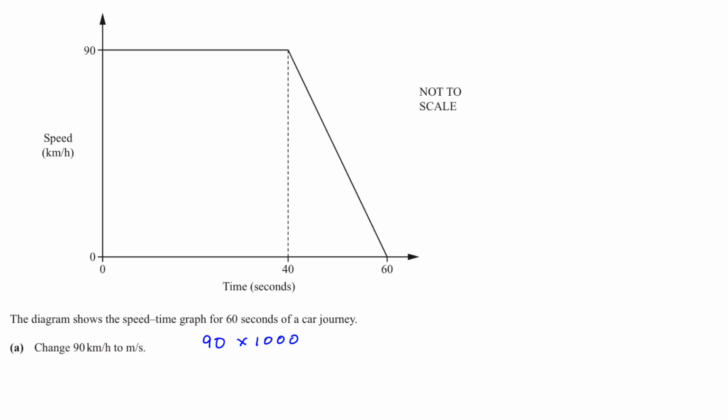1 hour has 60 minutes in it. So 1 times 60. And those 60 minutes have 60 seconds. So 60. So in a total 1 hour, you have 3600 seconds. Put this in the calculator and we'll get 25 meter per second.